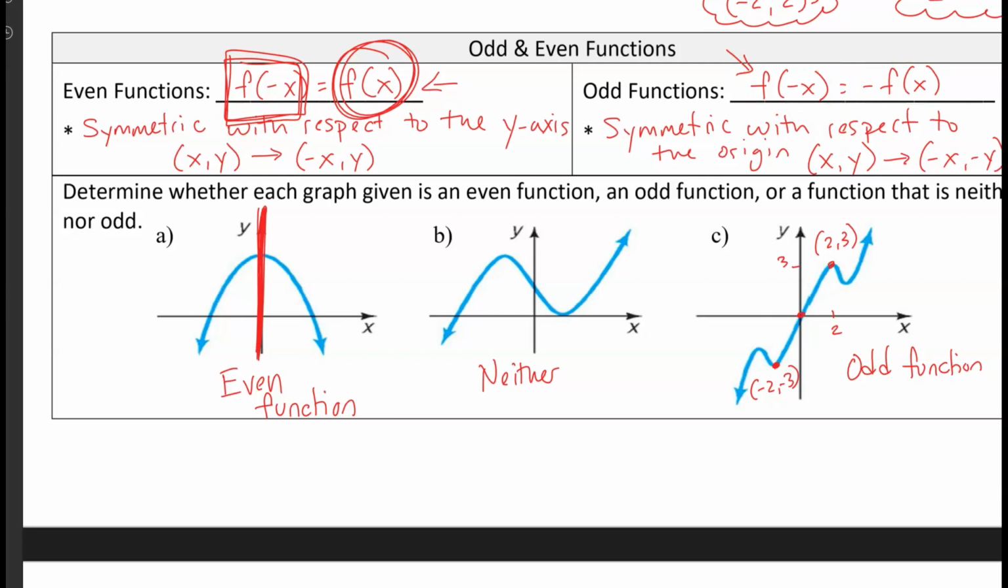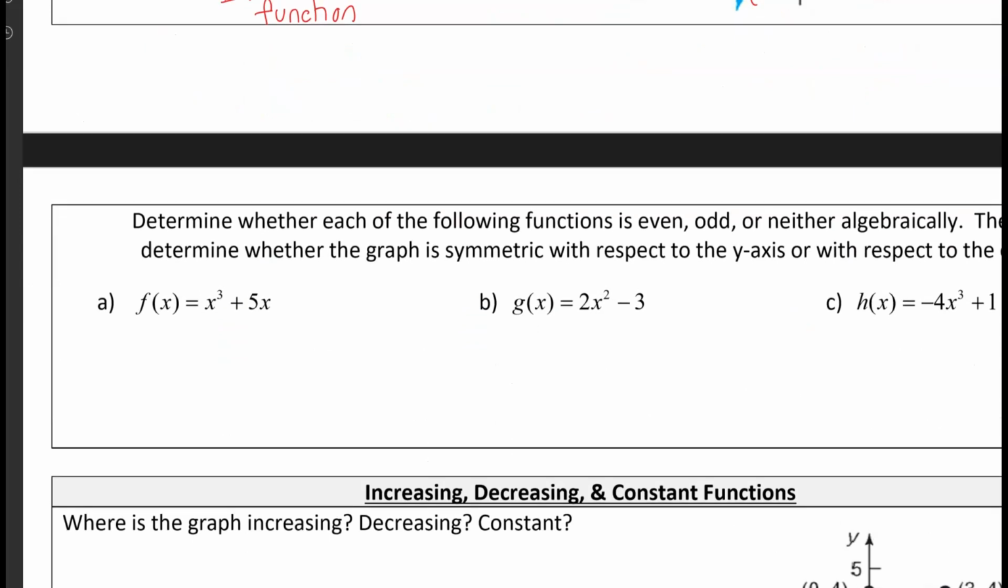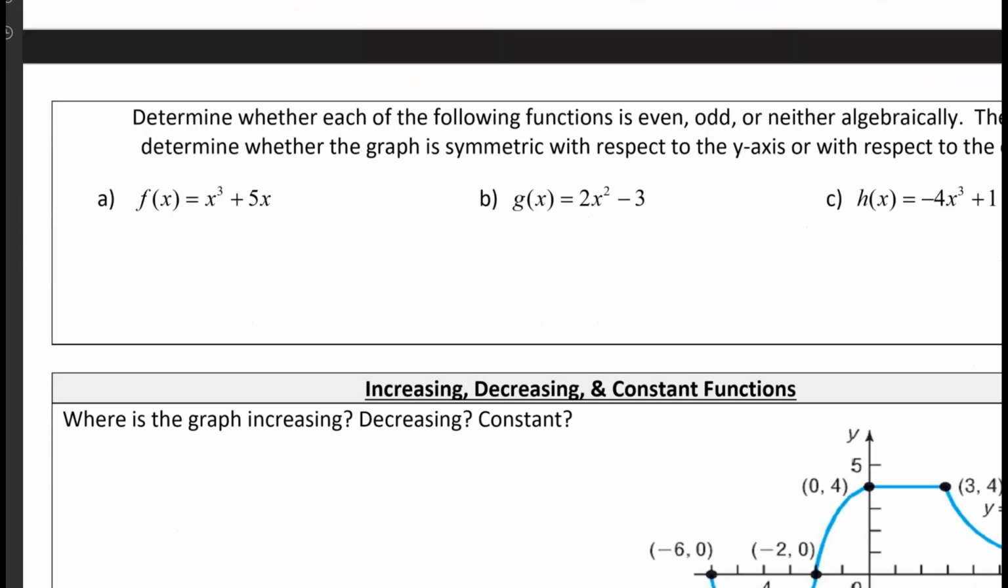So first, on this first problem, we have to figure out what f of negative x is equal to. All that I have to do to figure out what f of negative x is, wherever I see an x in that function, is replace it with a negative x. So that's what I end up with.